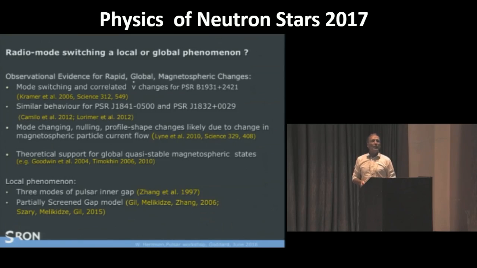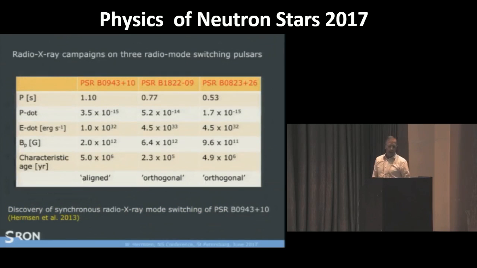And those models consider a critical temperature, and then it depends whether the temperature is just above the critical temperature or just below, whether you have a partial screening of the inner accelerator gap. So that was very exciting. And these are then the three pulsars I'm going to present results on.